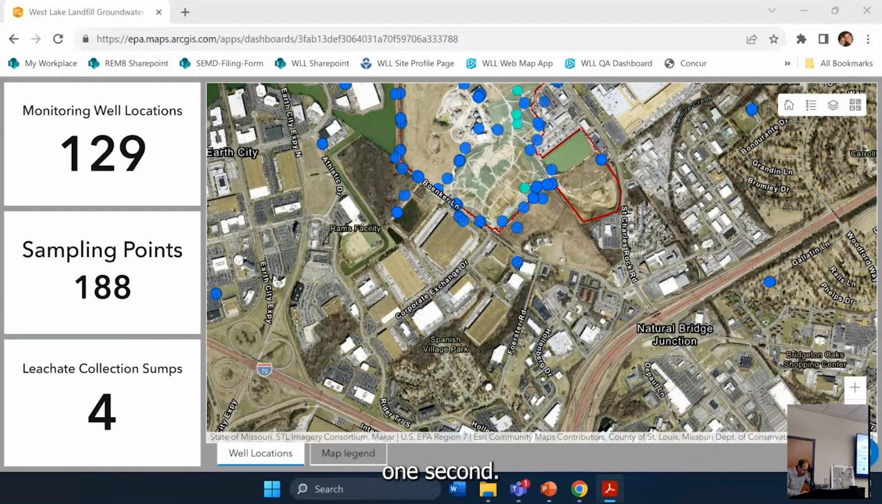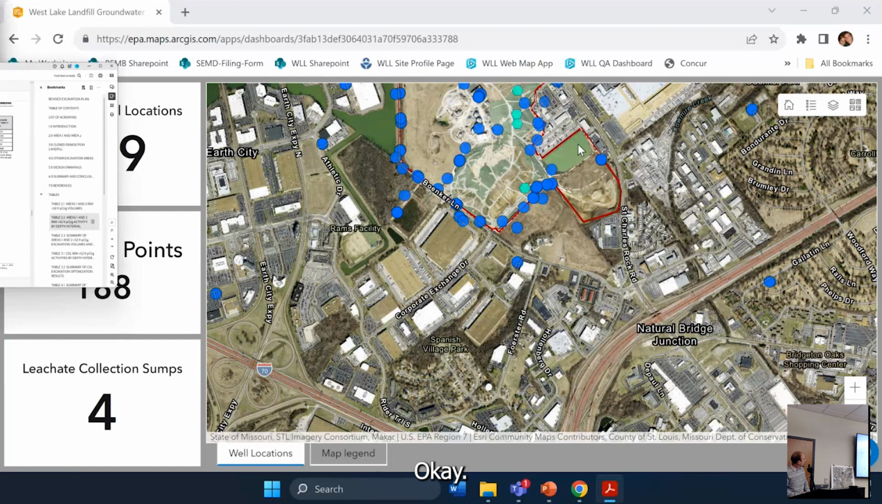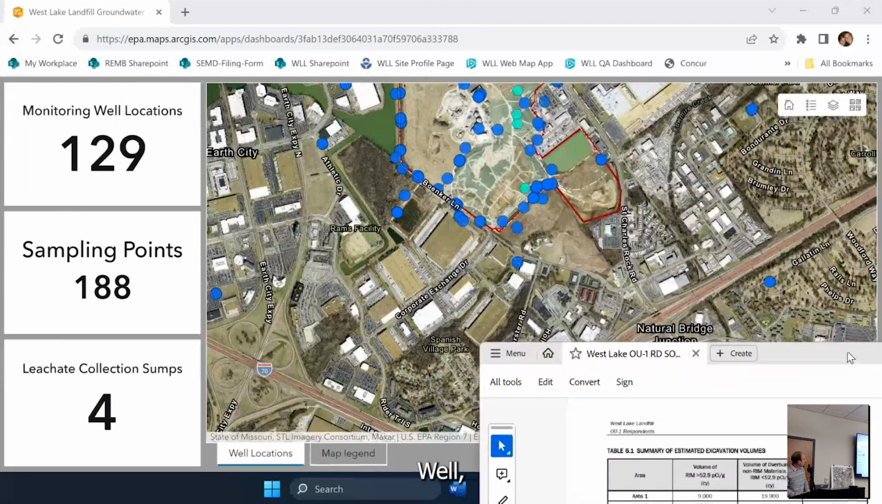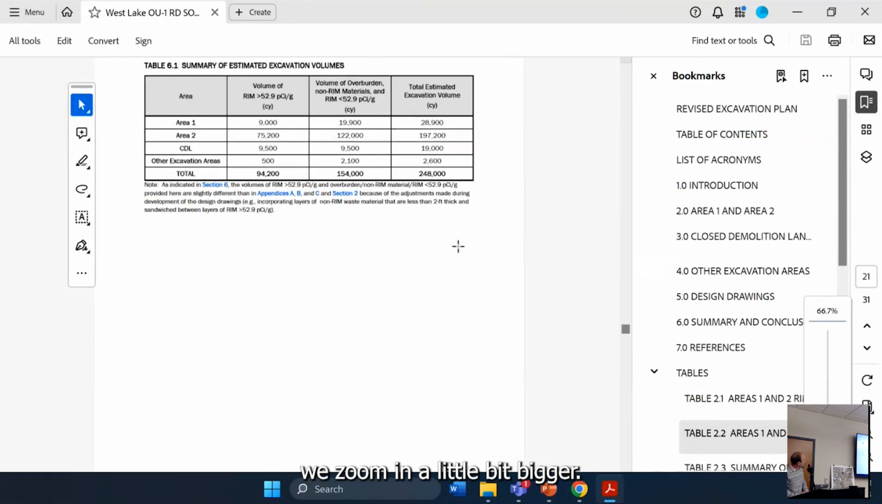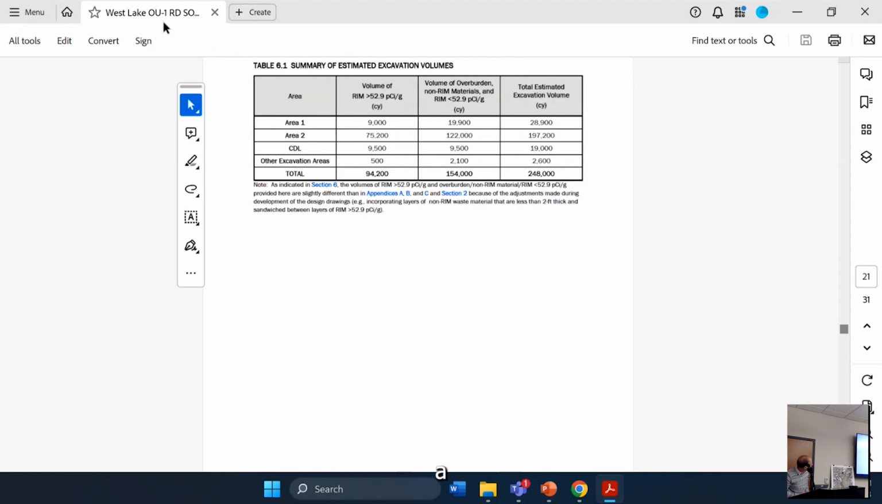Bear with me one second. Okay. Oh. So this is, let me zoom in a little bit. Make it a little bigger. Yeah. Make this. Hey.